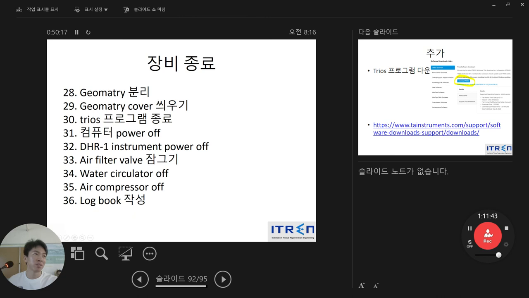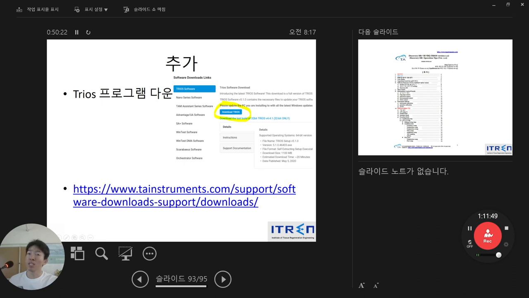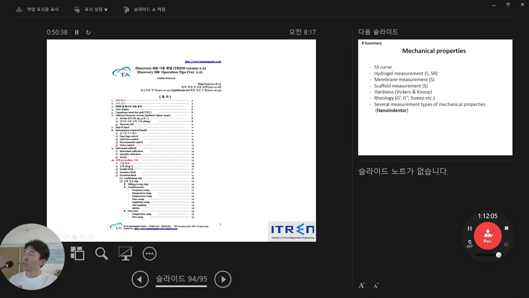And then you can freely download the Trios program, so you can gather the raw file of Trios, and install this program, and then you can modify the parameters of the raw file using this program on your computer. And they give us this manual file. If you want, you can try to study this one. They describe the sweeps and other kinds of methodology altogether.